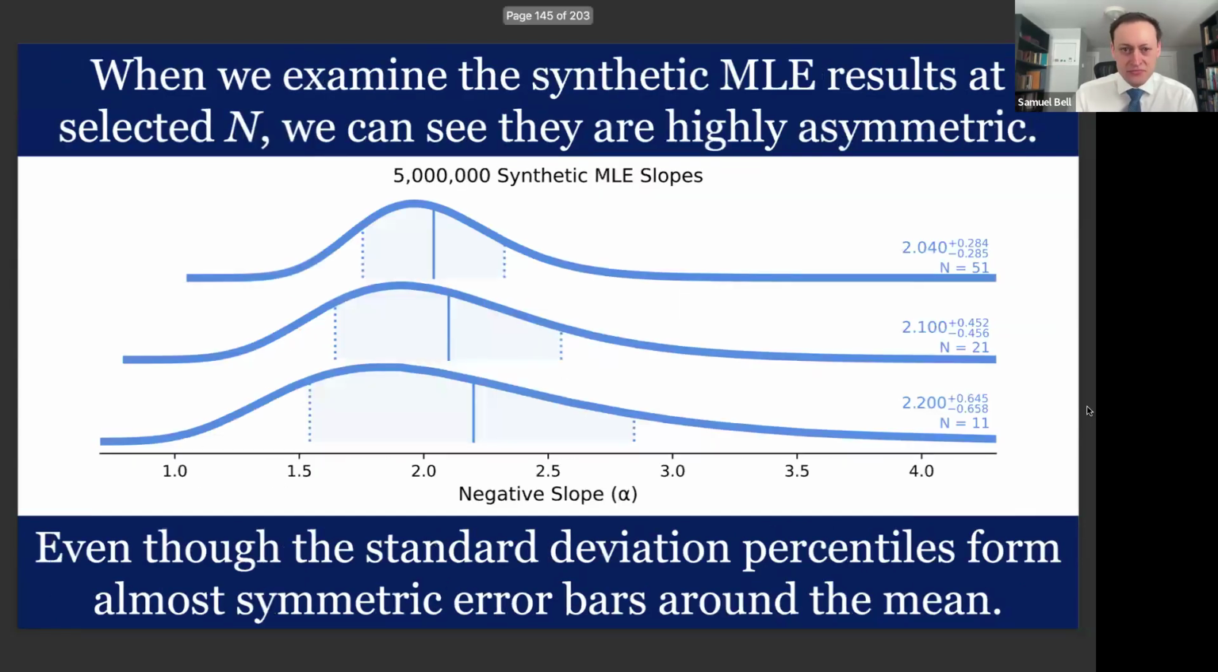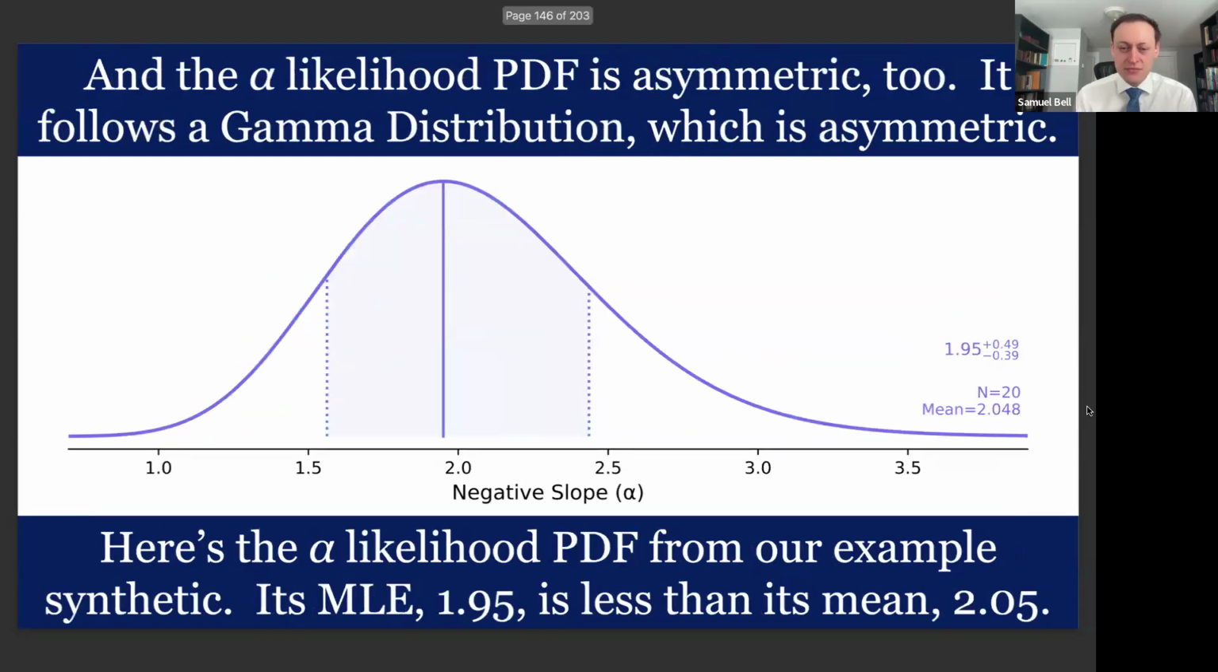So what is going on? When we examine the synthetic MLE results at selected n, we can see they are highly asymmetric, even though the standard deviation percentiles form almost symmetric error bars around the mean. And the alpha likelihood PDF is asymmetric too. It follows a gamma distribution, which is asymmetric. Here's the alpha likelihood PDF from our example synthetic. Its MLE, 1.95, is less than its mean, 2.05.